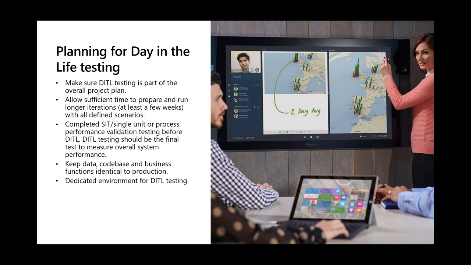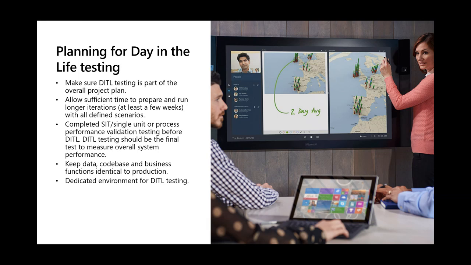And you may have many interventions during the day in the life testing execution. So you still need sufficient time to review the findings and eventually optimize the system after analysis. So it's not a 1 or 2 month work. And next, you should complete the UAT, SIT testing, and performance validation before you move into the day in the life testing.